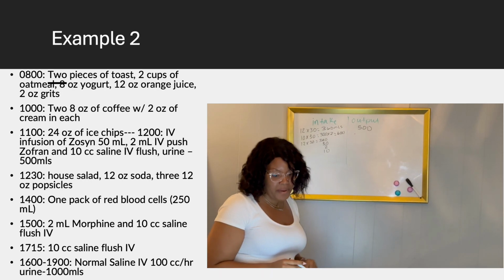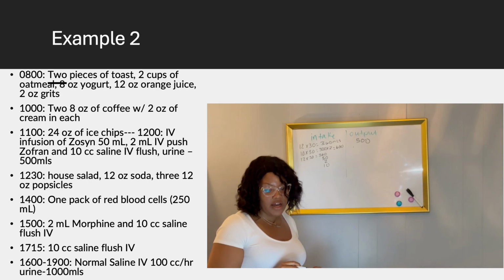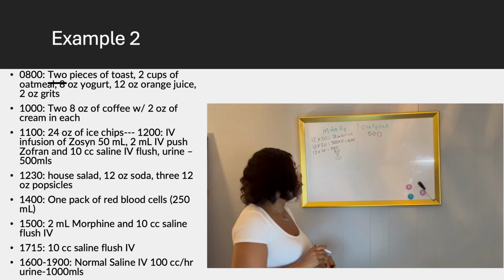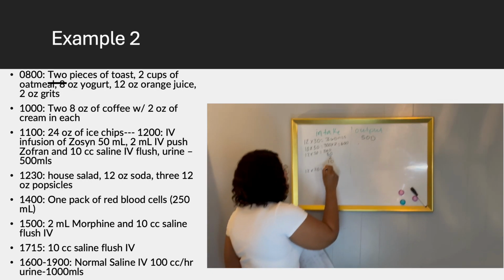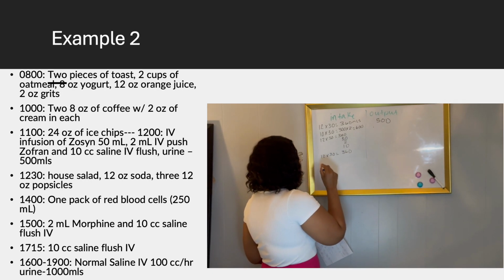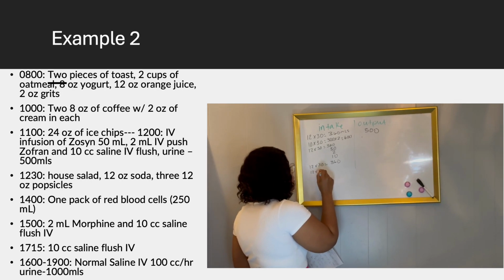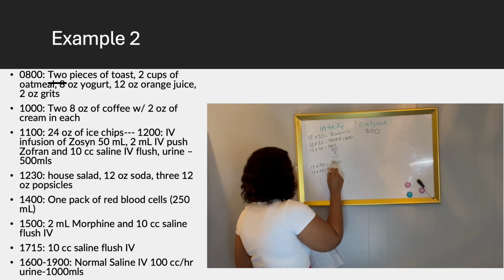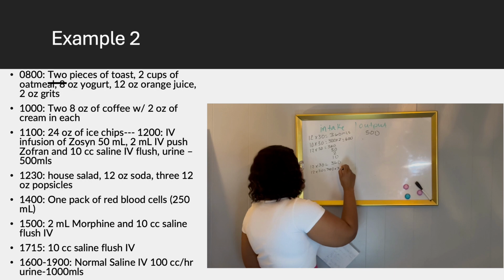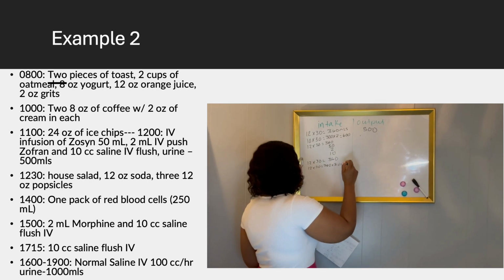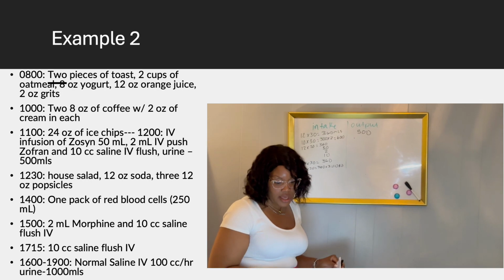All right, then at 12:30, the patient had a house salad, a 12-ounce soda, and 3 12-ounce popsicles. We're going to start with the 12-ounce soda. That gave us 360. Then we had a 12-ounce popsicle, which is 360. But guess what? We had 3 of those, so we get a total of 1080. Remember to pay attention to the quantity.